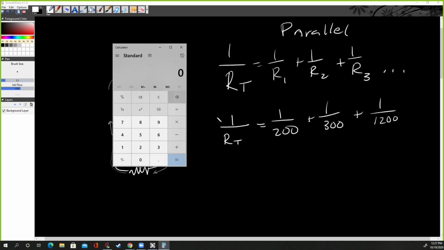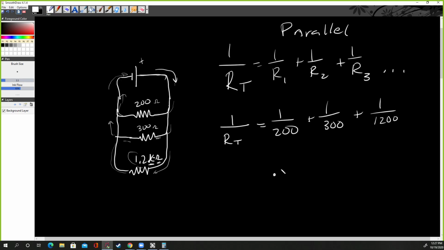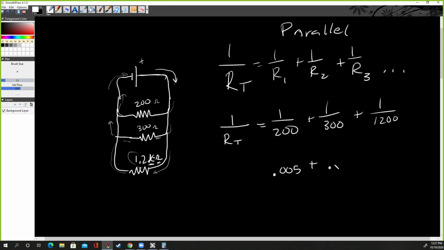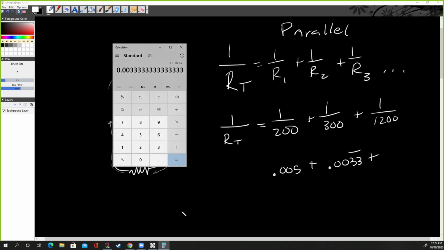Start dividing these right away. You don't want to try to find the common denominator. Don't do that. You're just going to spend all day doing that. 1 divided by 200 is 0.005. So that's this one right here. And let's do the next one. 1 divided by 300 is 0.00333, 0.0033 repeating, right? Plus 1 divided by 1,200.